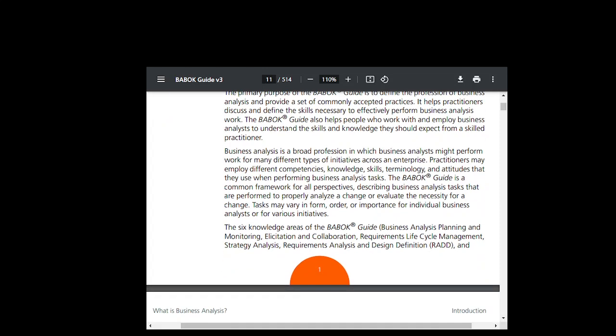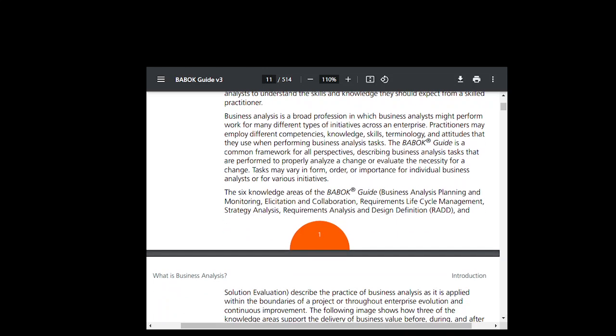The 6 knowledge areas of BABOK Guide: that is the business analysis planning and monitoring, elicitation and collaboration, requirement life cycle management, strategy analysis, requirement analysis and design definition, and solution evaluation. Now, we are moving into the 6 knowledge areas of the BABOK Guide. And it's advisable you have this in mind. So let me go at it again. The 6 knowledge areas of BABOK Guide are the business analysis planning and monitoring.